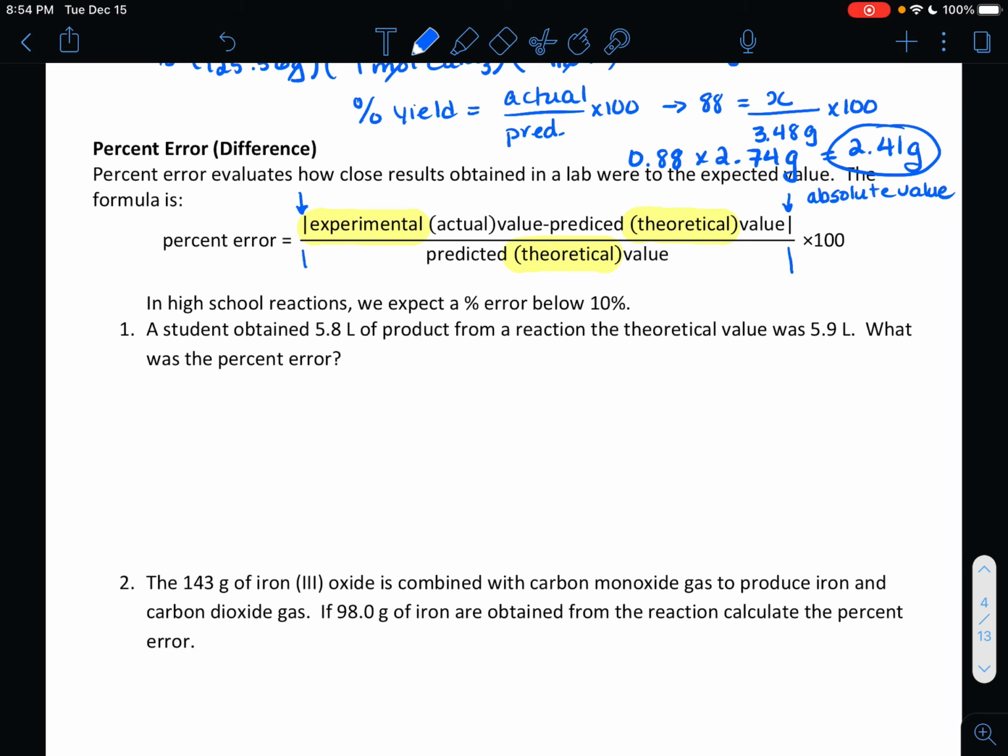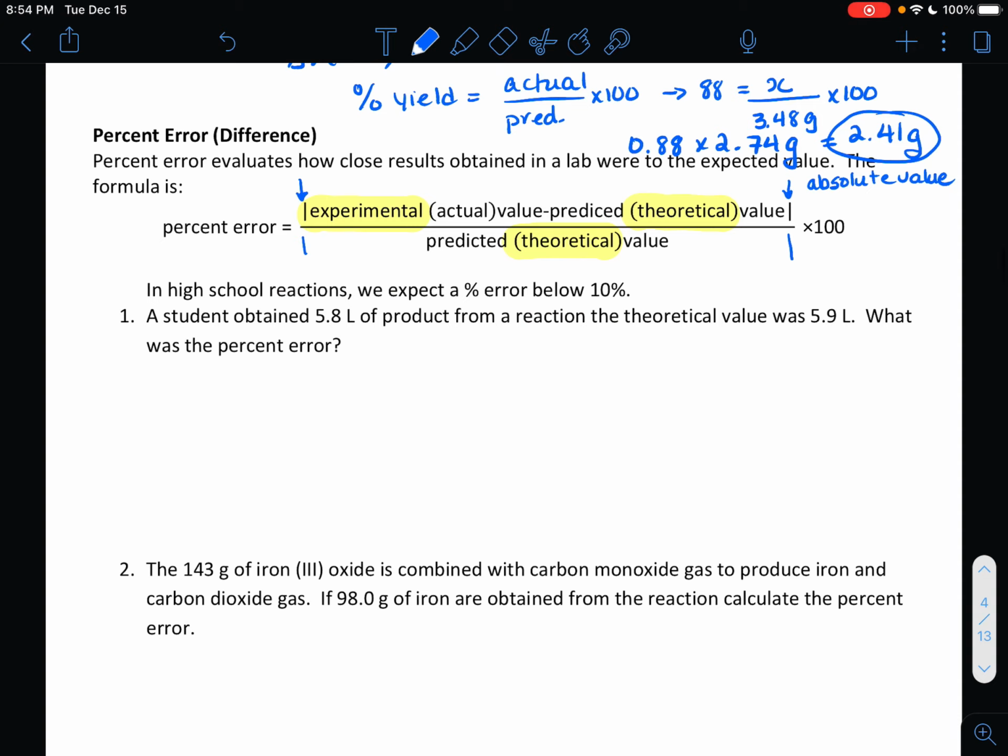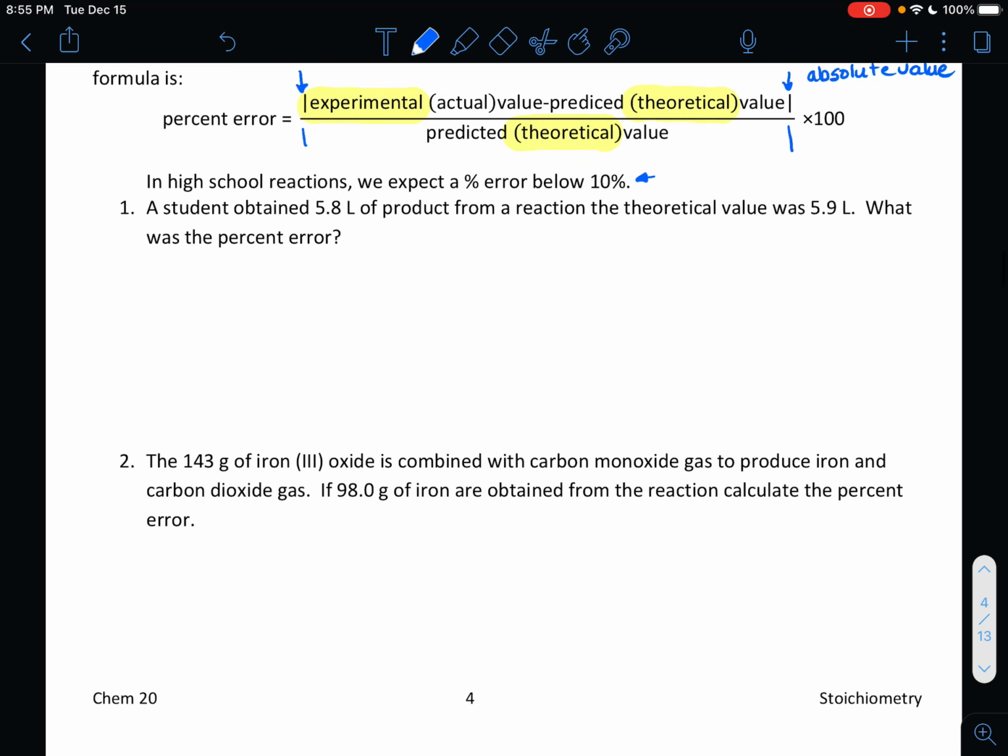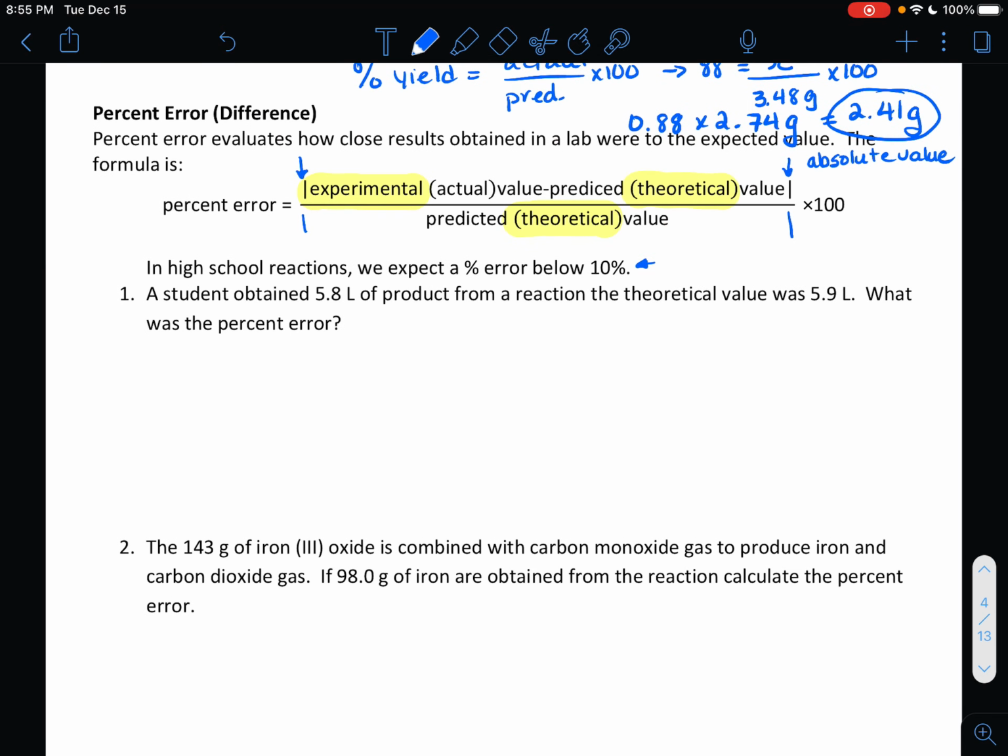So in high school reactions, again, we expect a percent error, if you were good in the lab, below 10%. So again, let's do some practice questions with this. It says, a student obtained 5.8 liters of product from a reaction where the theoretical value was 5.9 liters. What was the percent error?